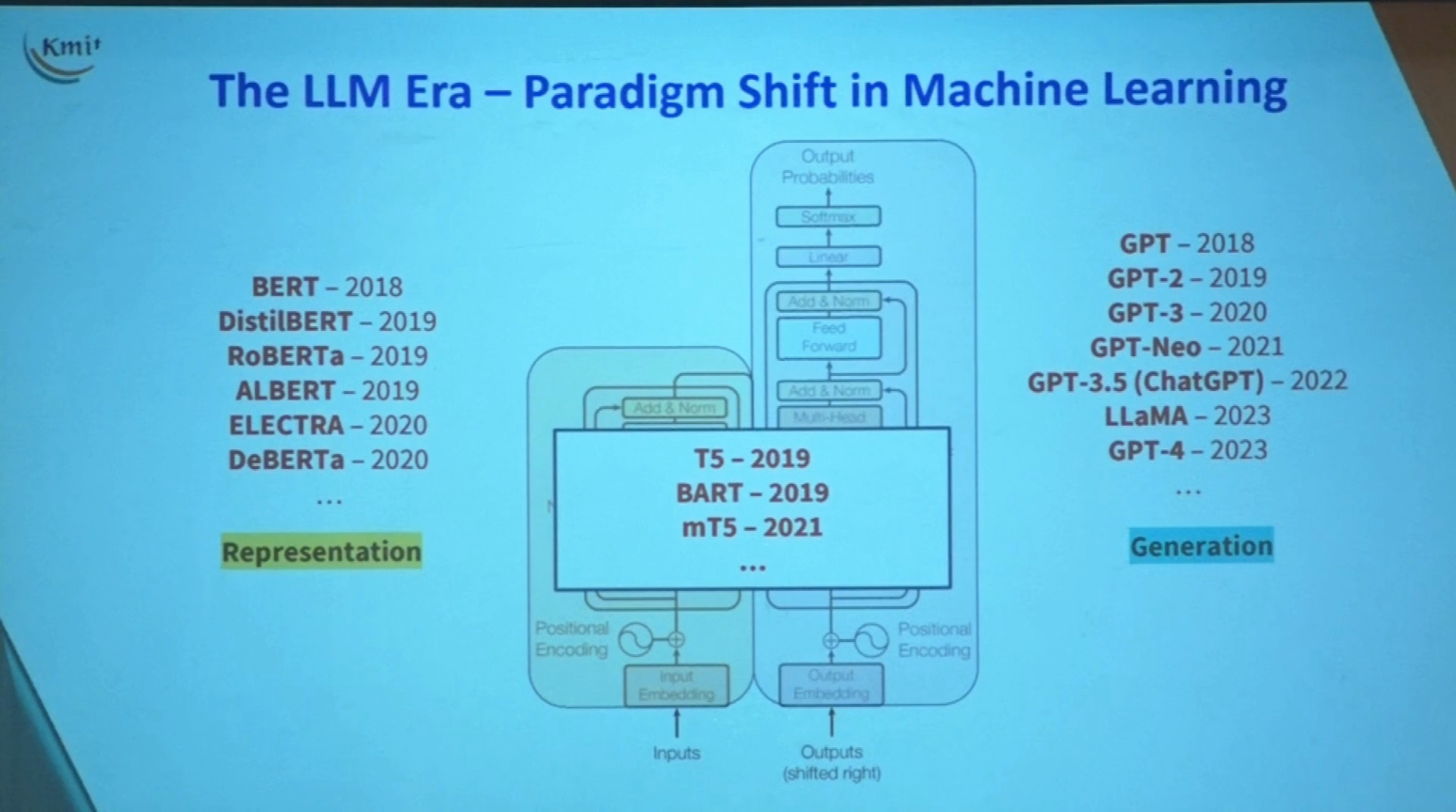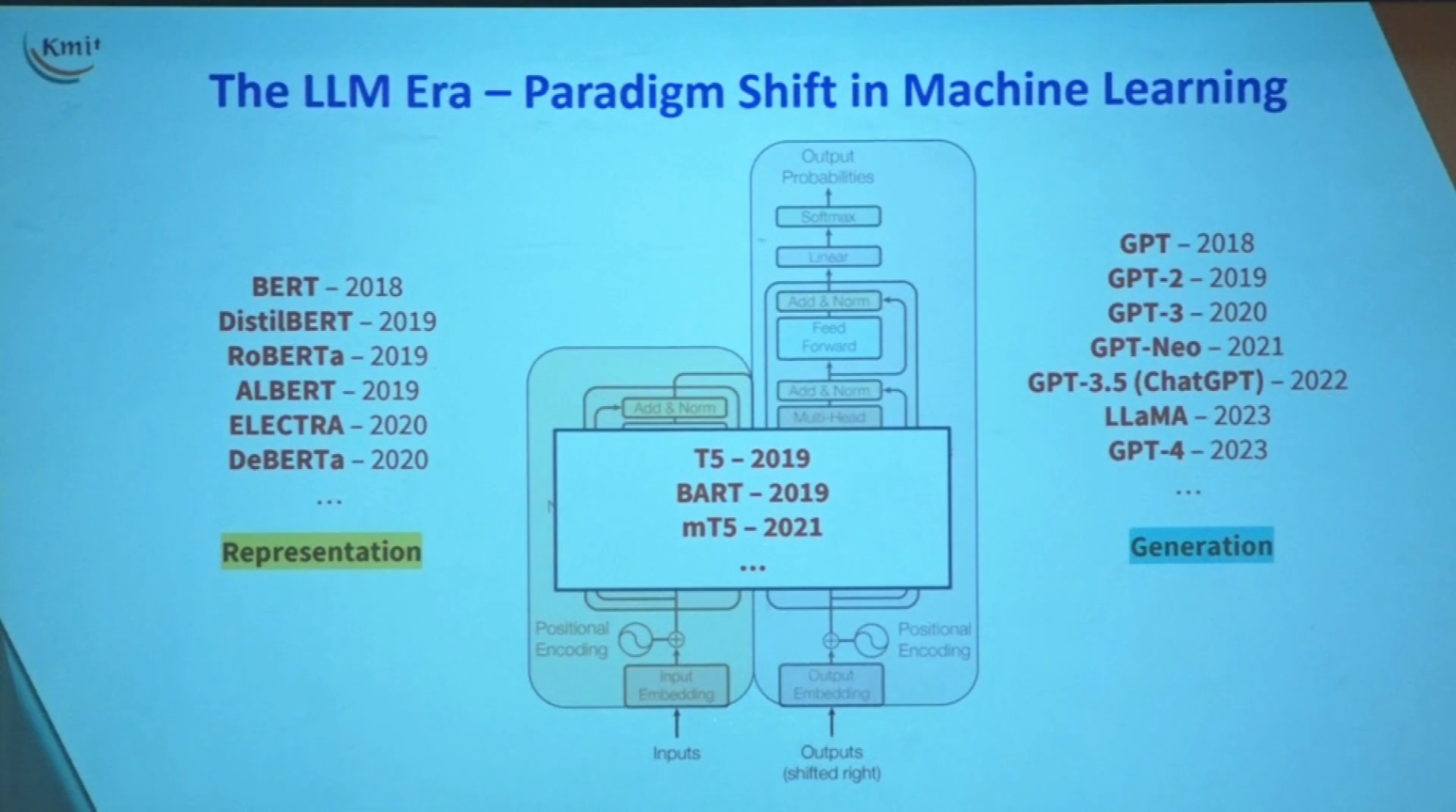Generative pre-trained transformers: we have GPT, GPT-2, GPT-3. In between we have GPT-Neo, which most of us don't know. And then we have GPT-3.5, Llama, GPT-4. So we have different architecture representations. We have different generations of what? The transformer models.